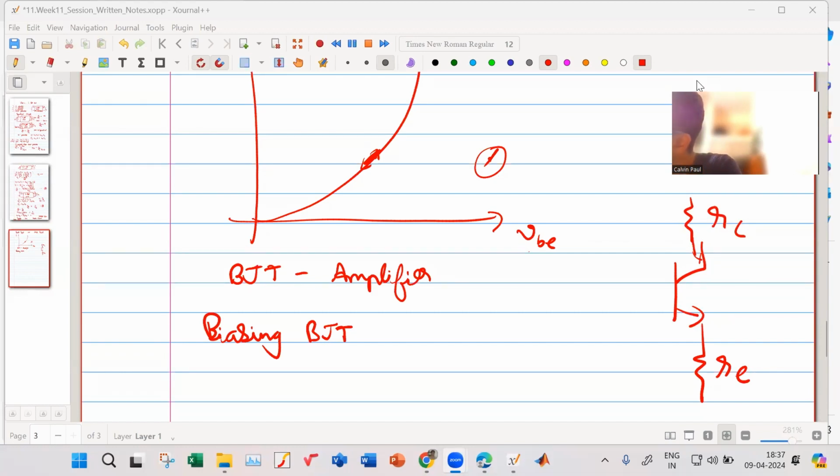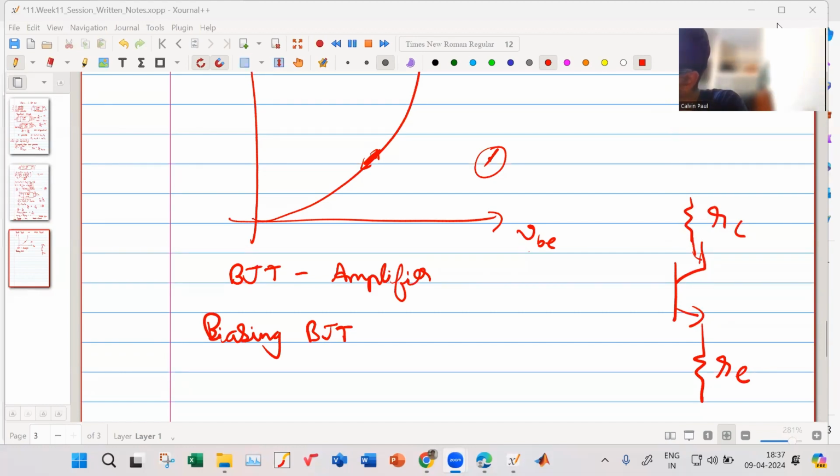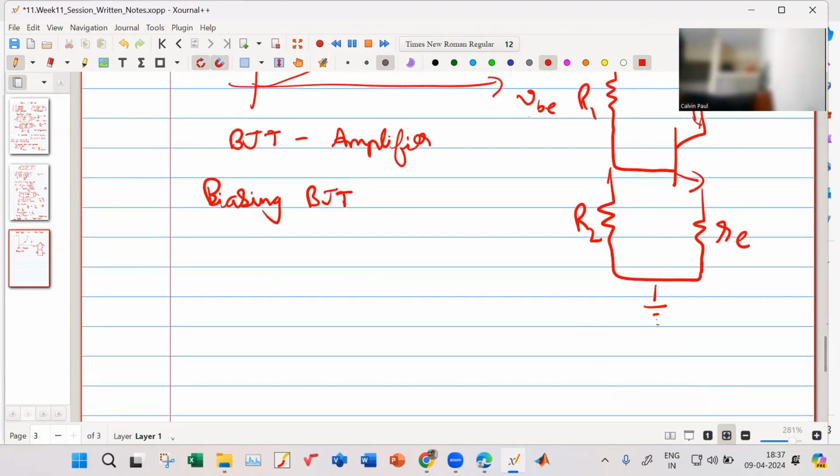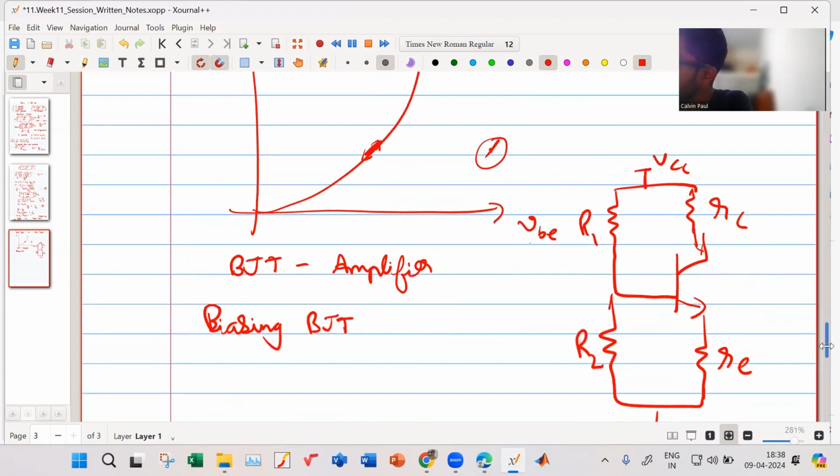So you have your BJT circuit like this, RC, RE. This is your base. Your R1, your R2. This is your VCC, and this is your ground. What do these resistors do actually? What is the goal of these resistors? Biasing, amplify the signal.